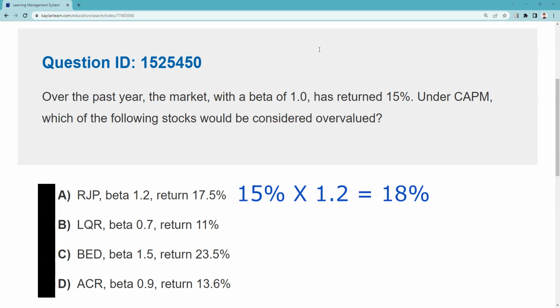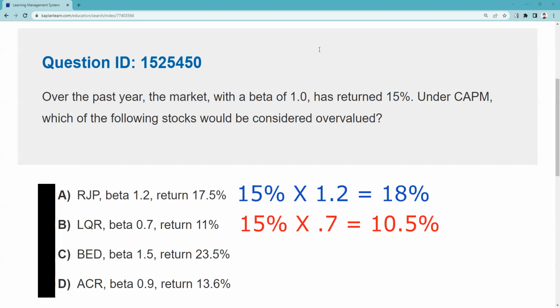A lot of these questions I like to use what I call the Sesame Street trick. One of these things is not like the other. All right, let's look at LQR. It has a beta of 0.7, so it's not as volatile as the underlying market. It did 11%. And maybe, if you're not understanding this concept of beta and this capital asset pricing model, you might think that they underperformed. Well, let's see. We take the 15% times 0.70, and the expected return was 10.5, and the actual return was 11. So again, that looks like they outperformed. There's a little bit of alpha there, right?